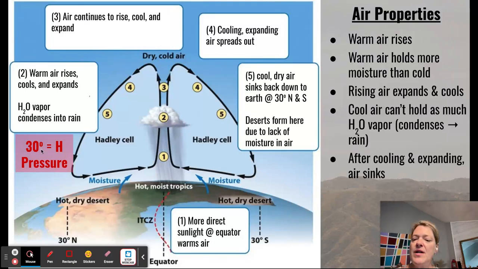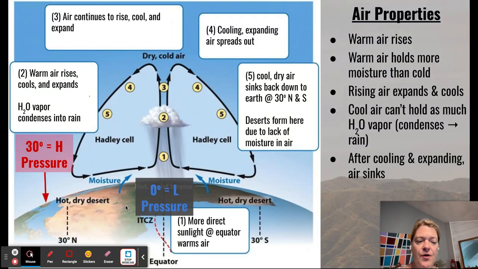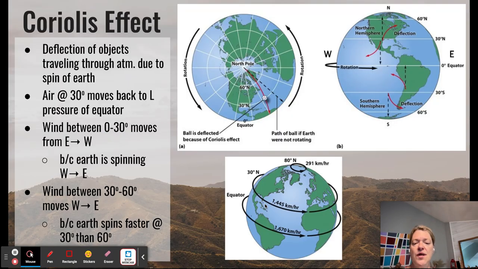Another thing that happens at the 30-degree latitudes is that we end up with high pressure, air pressure. At the equator, we have low pressure. I think that's also very important to know.